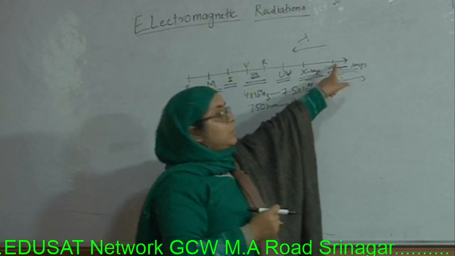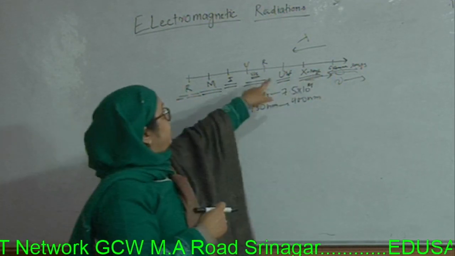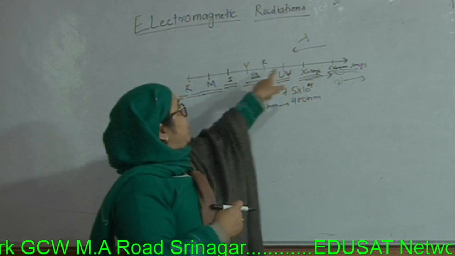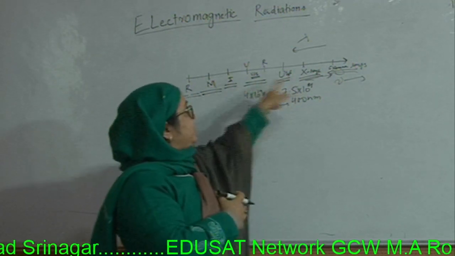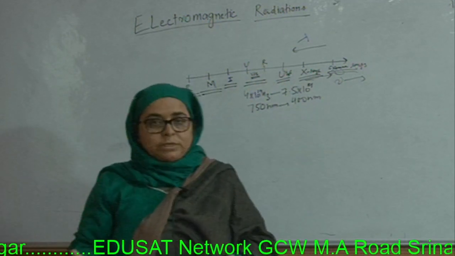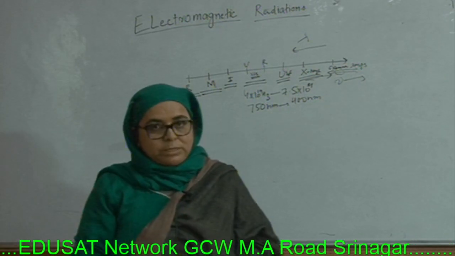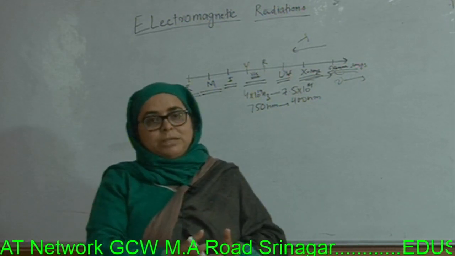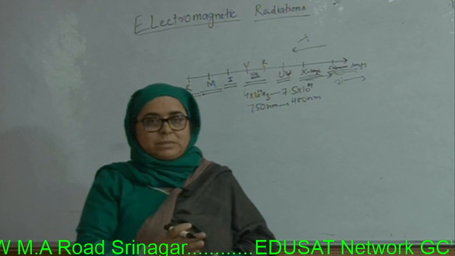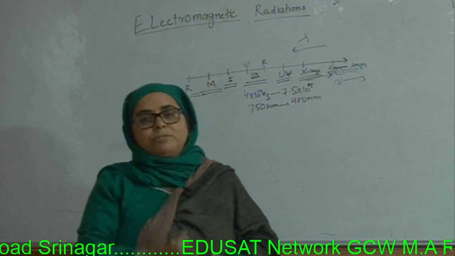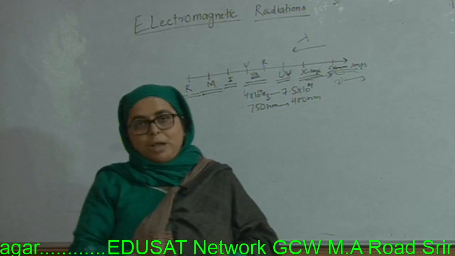That means gamma rays have got greater frequency compared to X-rays, ultraviolet, visible. So as you move just ahead in this range, the frequency goes on increasing, the energy goes on increasing, wavelength goes on decreasing, right? So by remembering this simple sentence, you can predict the energies, wavelengths and frequencies for different radiations. I hope I have made it clear.